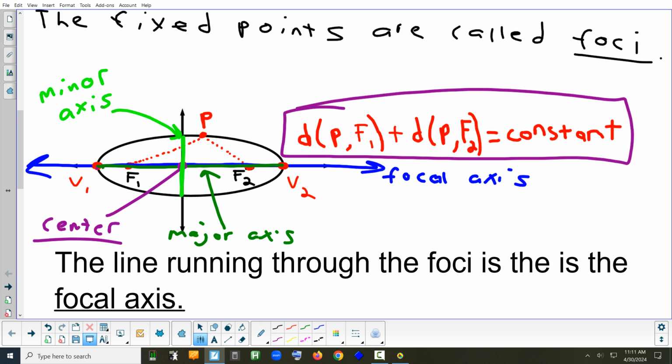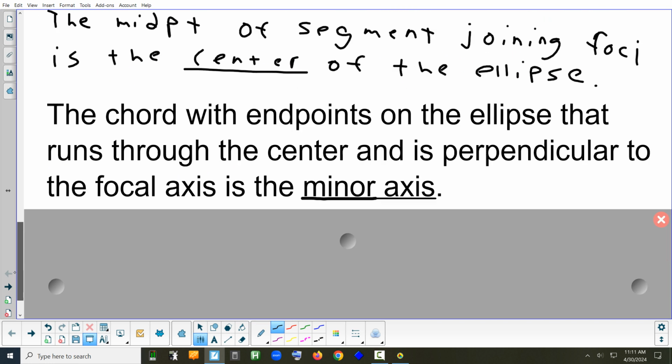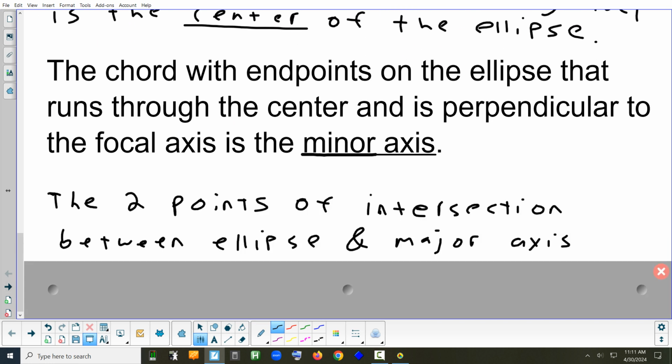So that's something that we'll usually describe when we describe an ellipse. I'm going to ask you, which way does the major axis go? Horizontal or vertical? And then obviously the minor axis is perpendicular to the major. Those are perpendicular. Minor axis.